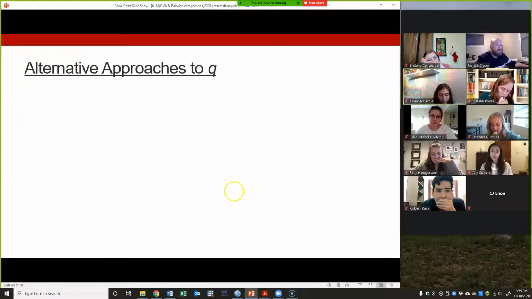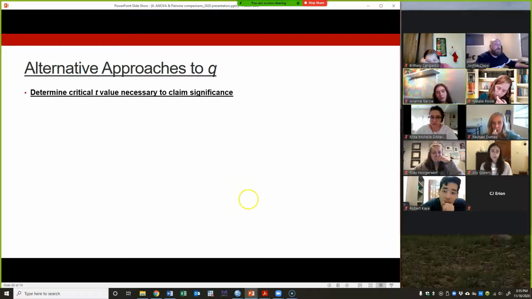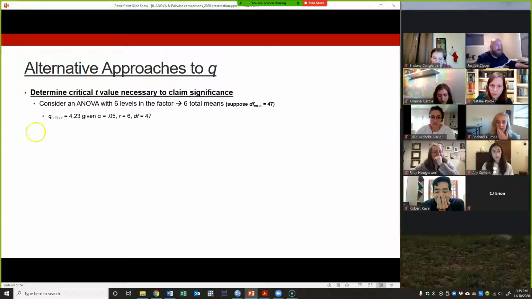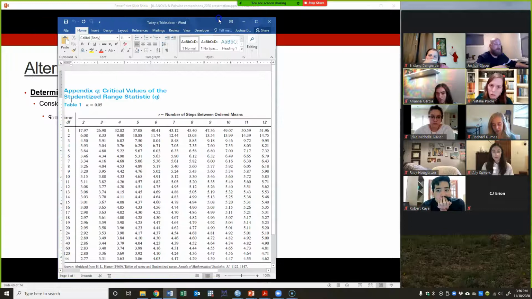All right. So we can start to use this in a number of different ways. Because Q and T correspond to one another, I can use the Q table to determine a critical T necessary to claim statistical significance. Let's say I've got a one-way ANOVA with 6 levels in the factor, so a big design with 6 total means, and degrees of freedom equals 47. My Q critical for R equal to 6, degrees of freedom 47 at alpha 0.05 is 4.23, and I got that out of my Q table or an online calculator.